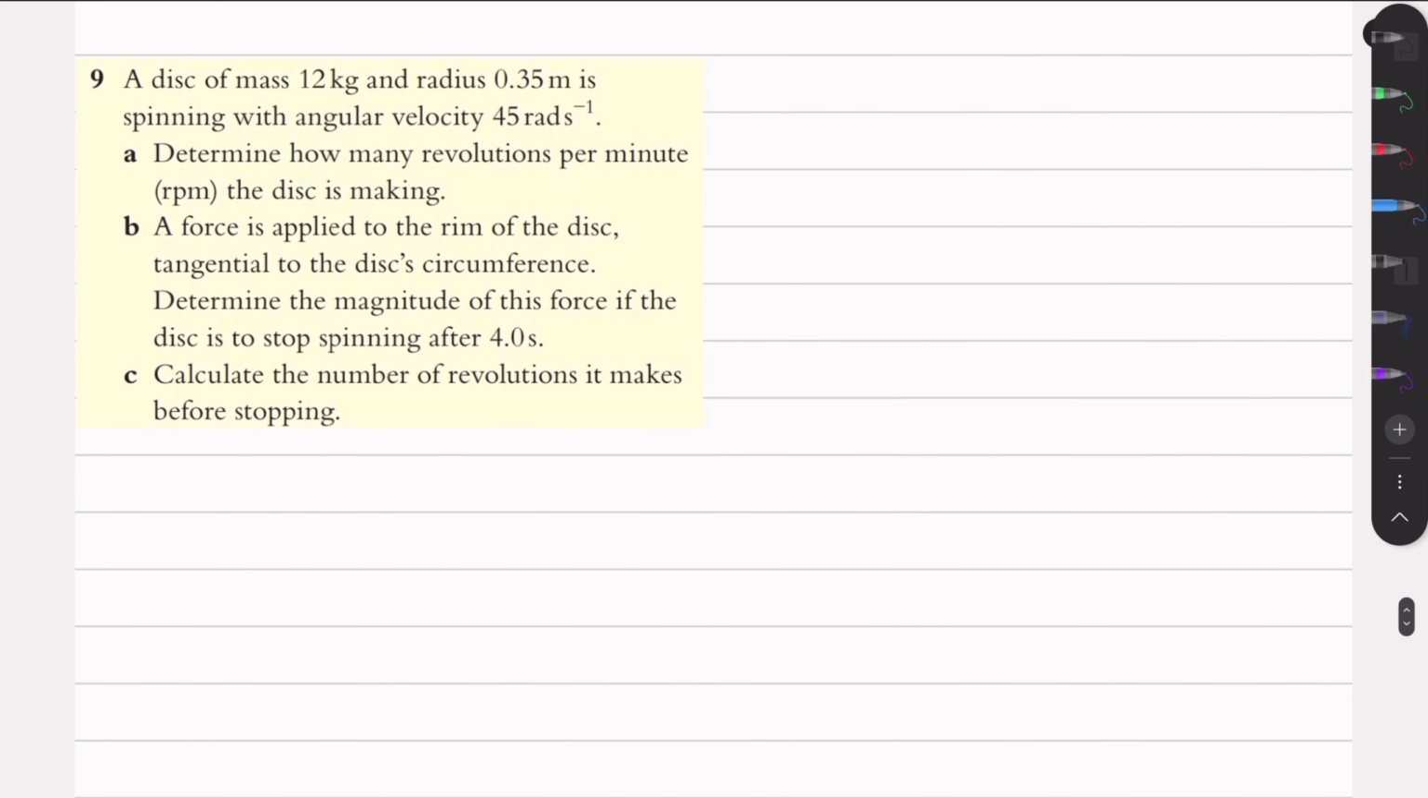All right, and in question 9, we're given a disk of mass 12 kilograms and radius 0.35 meters. We're also given the angular speed to be 45 radians per second. In part A, we need to determine how many revolutions per minute, RPM, the disk is making.